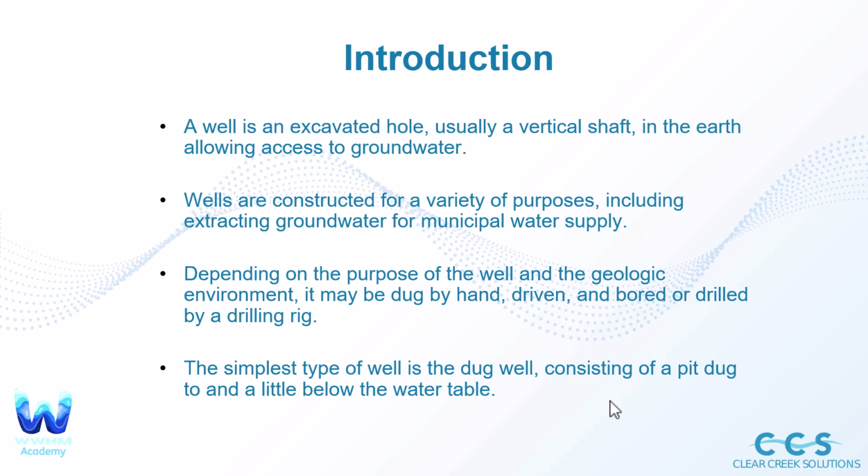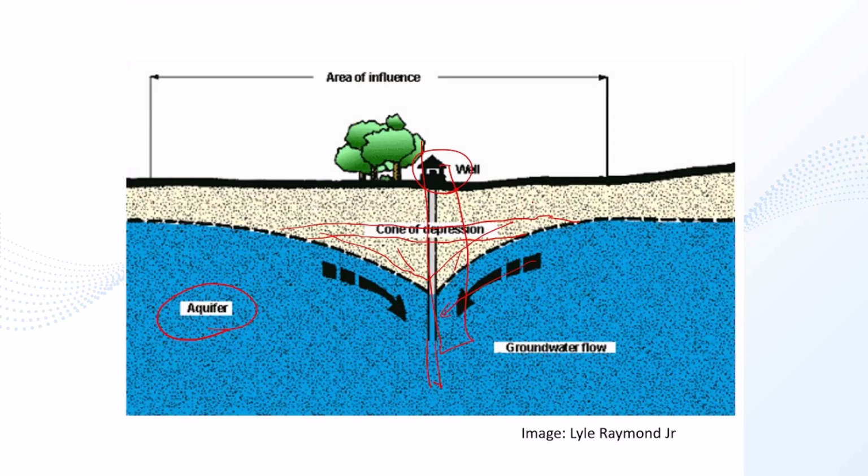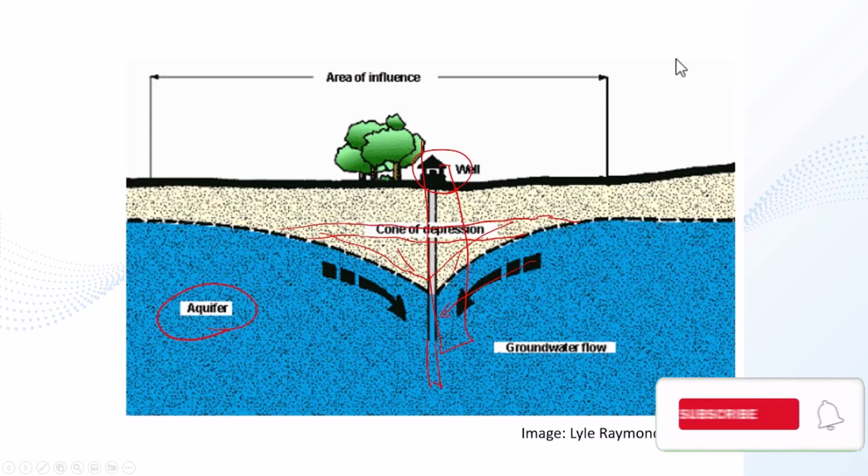The simplest type of well is the dug well, consisting of a pit dug to and a little below the water table. So you can see here another diagram of an aquifer, groundwater flow, and then a well going into that supply, just below the cone of depression in this case. So that's what the well is doing. That's its area of influence.